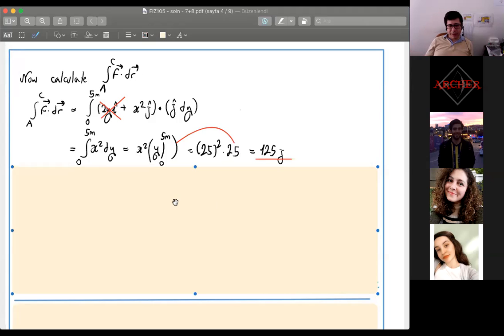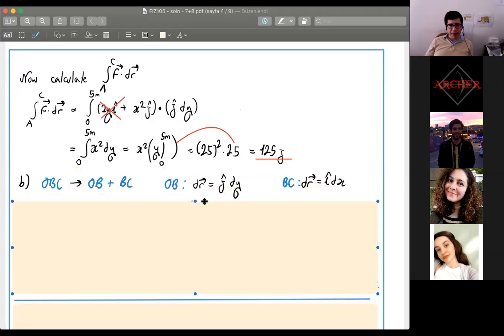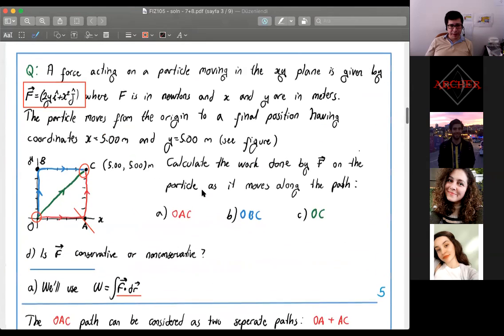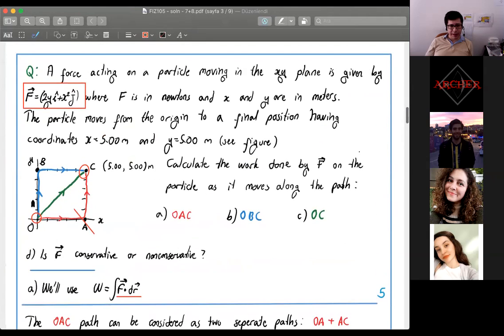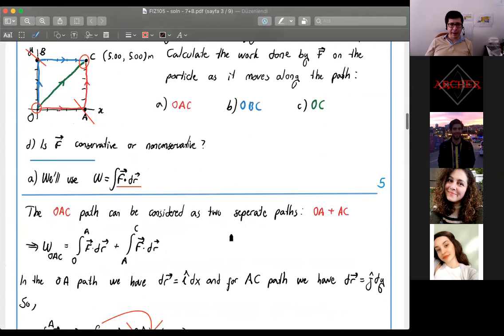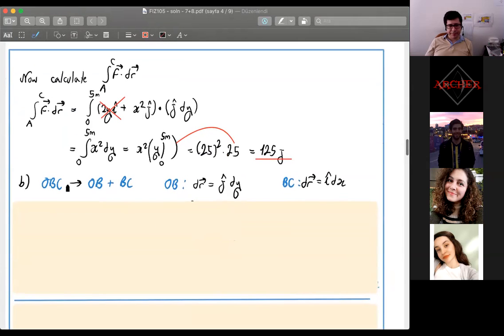Now we calculate for path B. It is, yeah, this blue path, okay? Like this. So we will do the same thing. Divide the path into 2 parts, okay, so we split it: O to B, B to C. Then integrate. O to B, B to C.